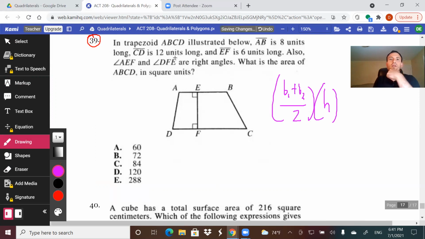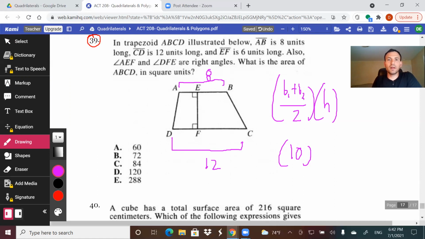So if we look at this one, it says in trapezoid ABCD illustrated below, AB is 8. So they give us one of the bases. CD is 12, so they've given us both bases. So the average of these two bases is going to be 10. And EF, oh, they give us the height is 6. They give us that these are right angles, and I don't think that really helps much. Actually, it does. It lets us know that this is a straight line and that this is the height. So it wants to know what is the area of ABCD. Now that we know how to get the area of a trapezoid, this problem takes us less than 15 seconds. We know that it's going to be 60.